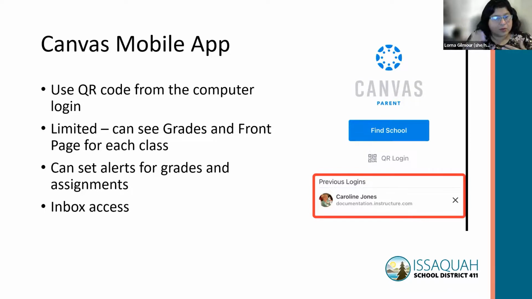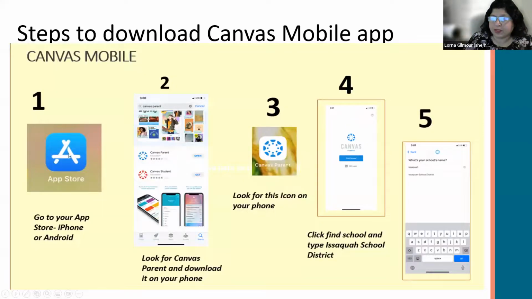So it really depends on how much you are getting involved and checking your child's grade, or how much they're fine and they're on their way, no problem, not going to log into the computer, but you're just keeping an eye on it using your mobile app. And then you still have inbox access on your mobile app. So again, in the App Store, you're looking for the blue one. Once you find the blue one, you're going to type in the name Issaquah, and you're going to get Issaquah School District.